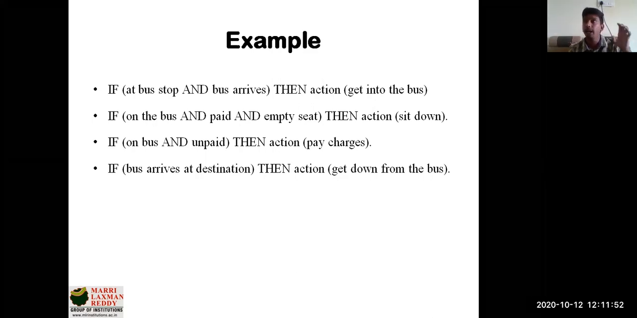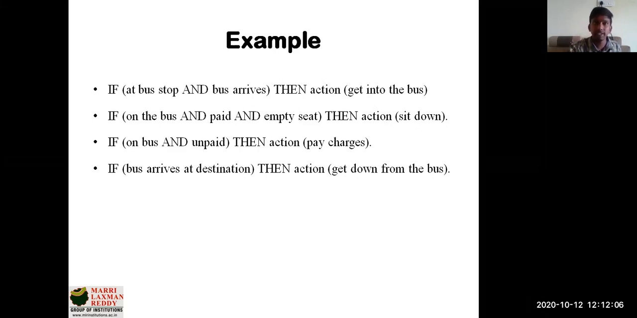If you are at a bus stop and the bus arrives, then the action is you need to get into the bus. And the second rule, you can see, if on the bus, that is, you have entered the bus, and paid, and there is an empty seat, you have paid the ticket fare and the seat is empty, then definitely the action is you sit down on the seat. Likewise, you will have if-then conditions, and according to that you will get your solutions.